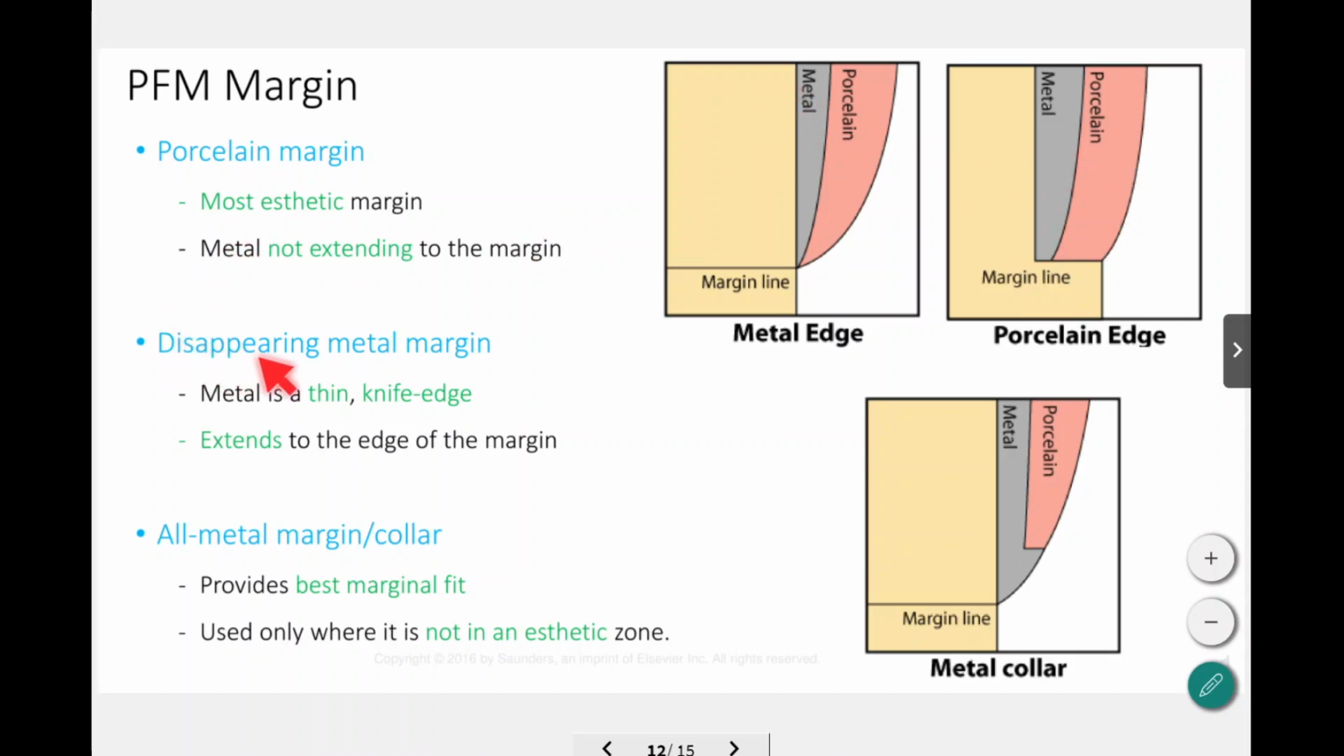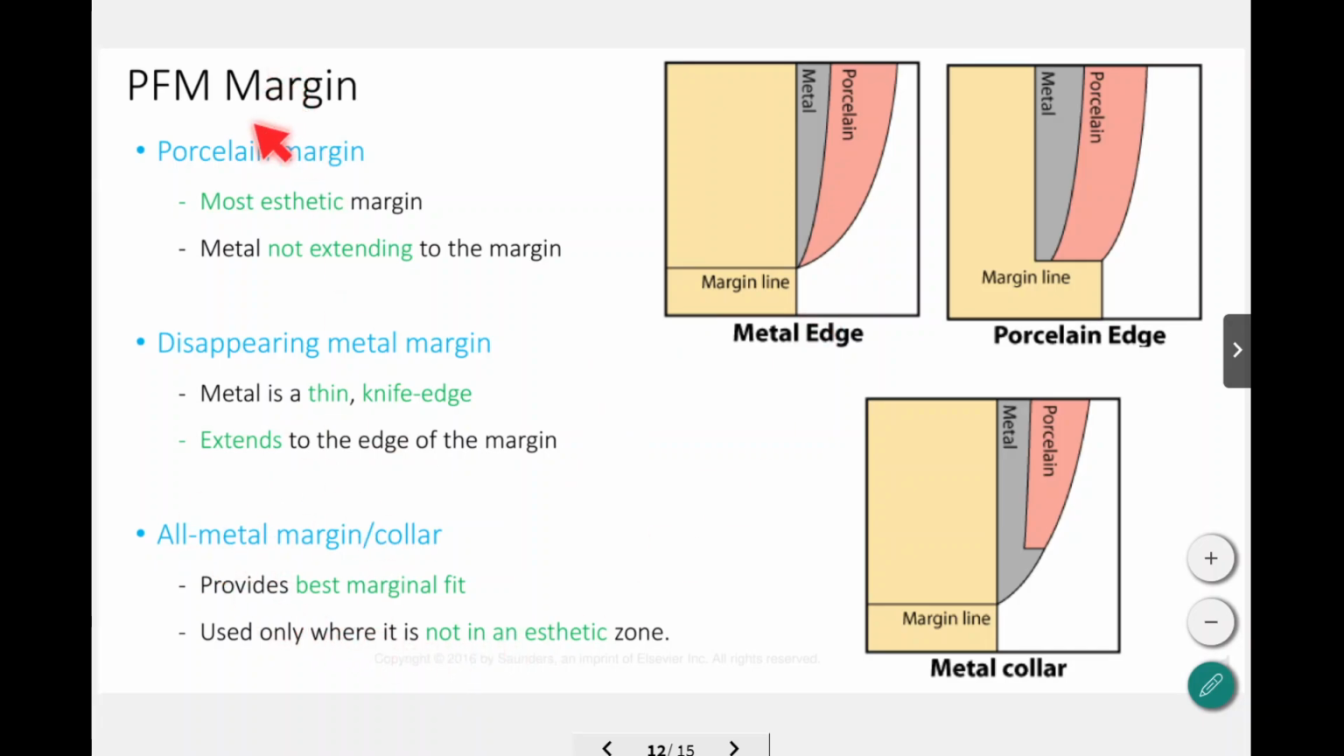So you have a disappearing metal margin, which is technically similar to this here. The metal is actually disappearing, and you don't really see it, and the porcelain is covering it. So the metal is thin and knife-edge like, so you can see here at the end, and it extends to the edge of the margin.